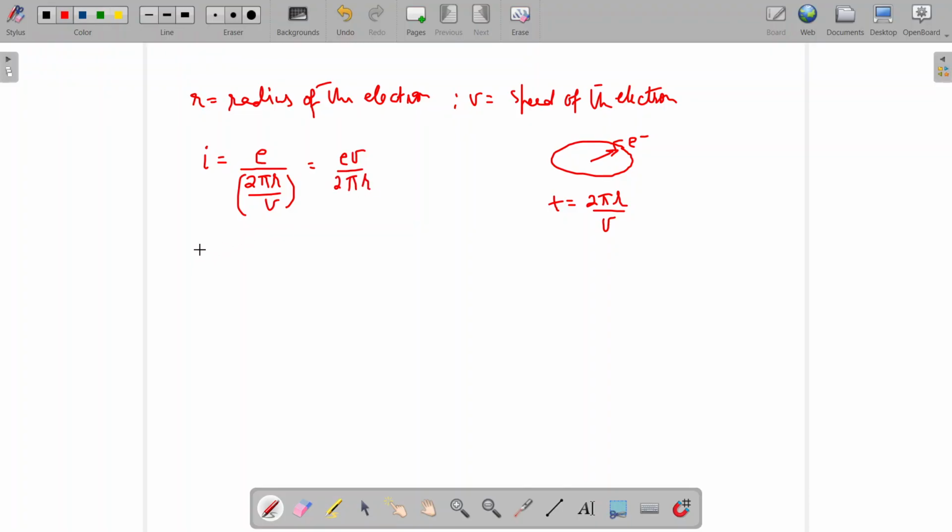Next, we will find the magnetic moment of the electron. The magnetic moment is simply current into area. Current is ev divided by 2 pi r, and area is pi r square. So this is the magnetic moment.